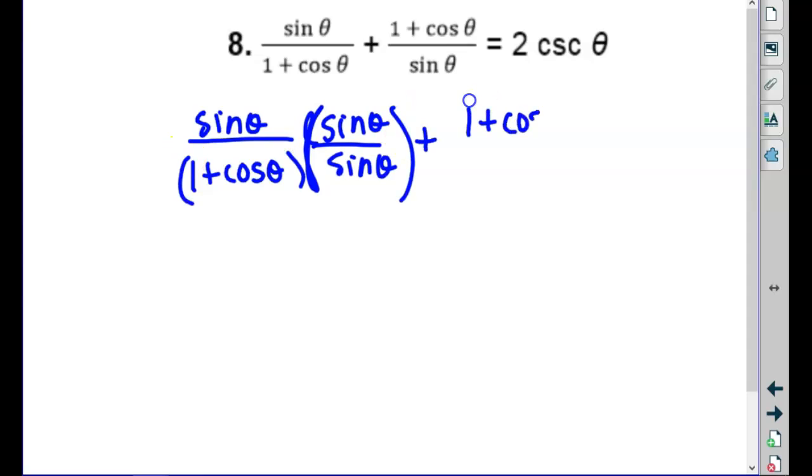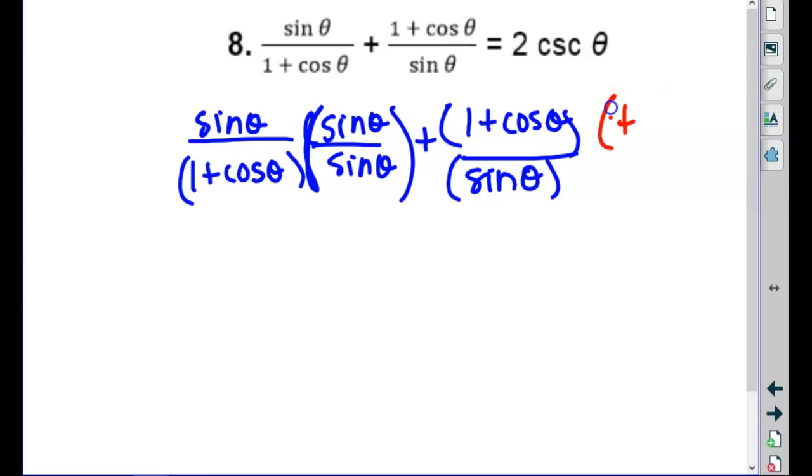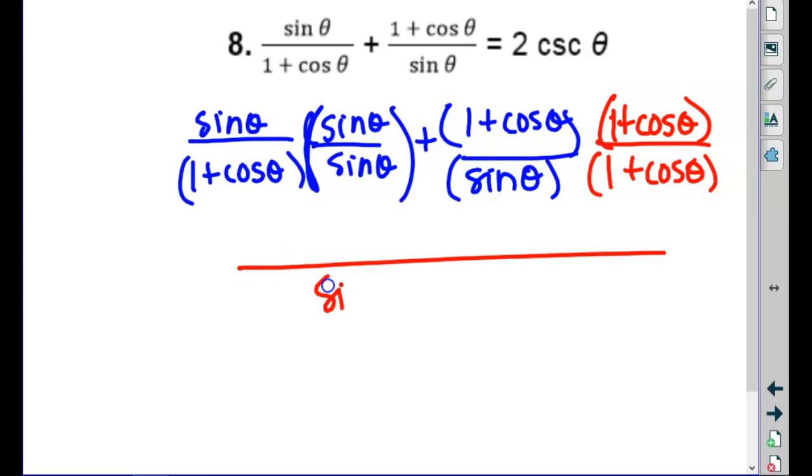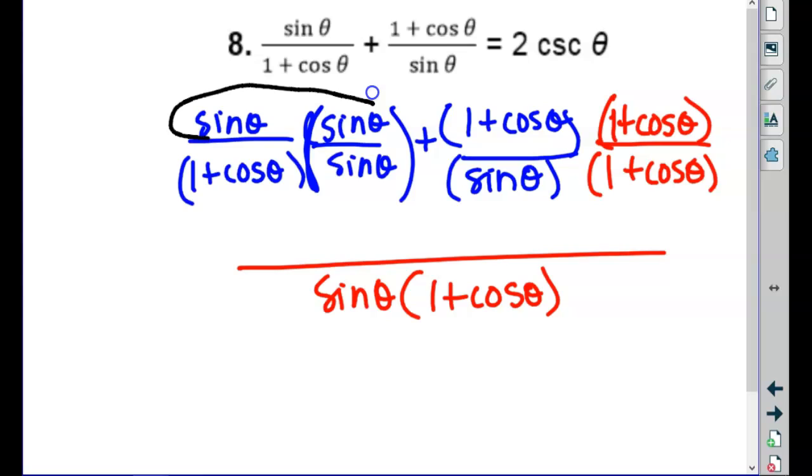This is a 1 plus cosine, and it's currently over a sine, so we're going to have to multiply it by what? Yes, a 1 plus cosine over 1 plus cosine. So the common denominator has a sine and a 1 plus cosine. What happens to the first two when we multiply the numerator together? We just get a sine squared.